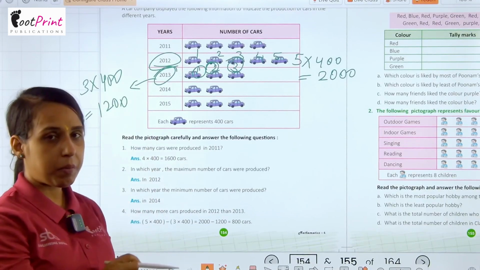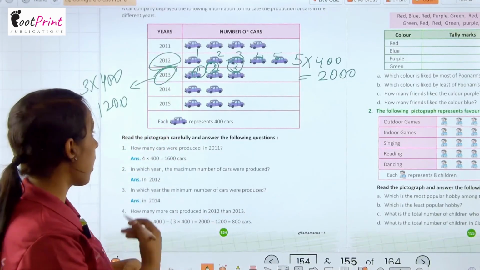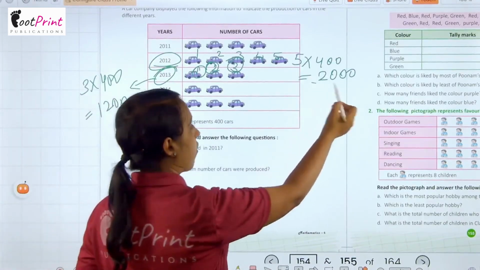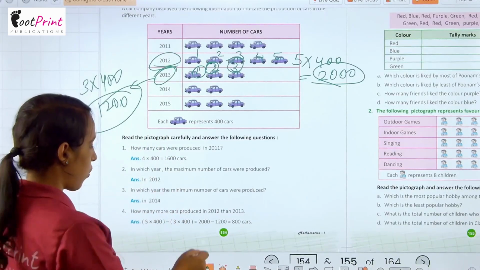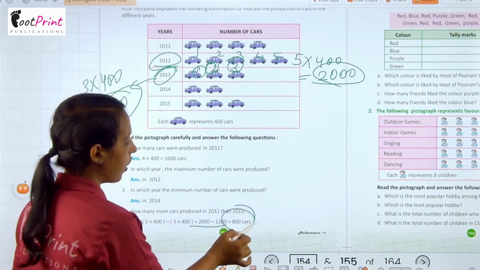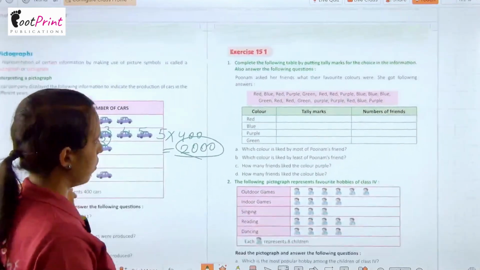और हमें बताना है 2012 में 2013 से कितना ज़्यादा है. So here we have 2000, and in 2013 we have 1200. After subtracting, we get 800 cars more in 2012.